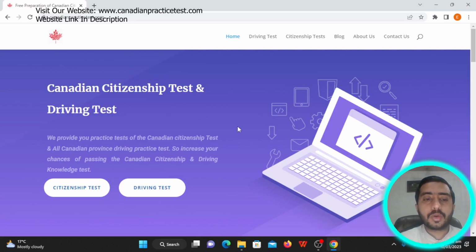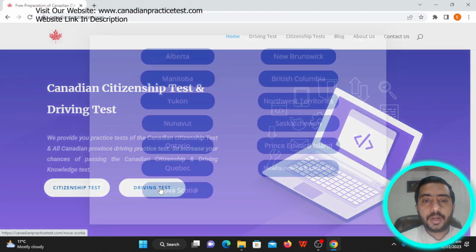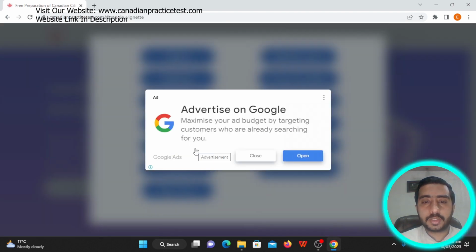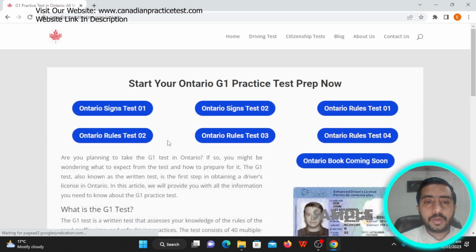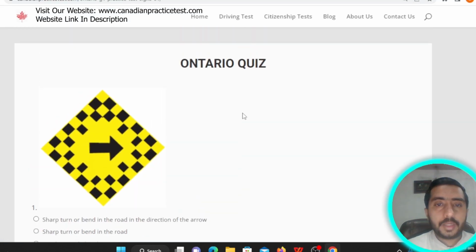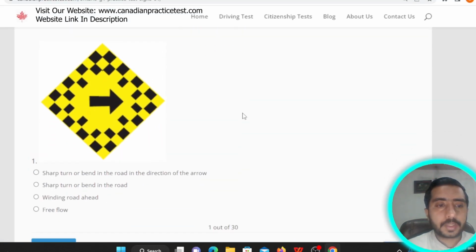Okay, we are going to click on this driving test, and here we are going to solve Ontario quizzes. So let's click on this state, and our first test is Ontario Sign Test 01. Let's start this quiz. In this sign test we have multiple symbols, and our first symbol denotes a sharp turn or bend in the road in the direction of the arrow, which is option A.